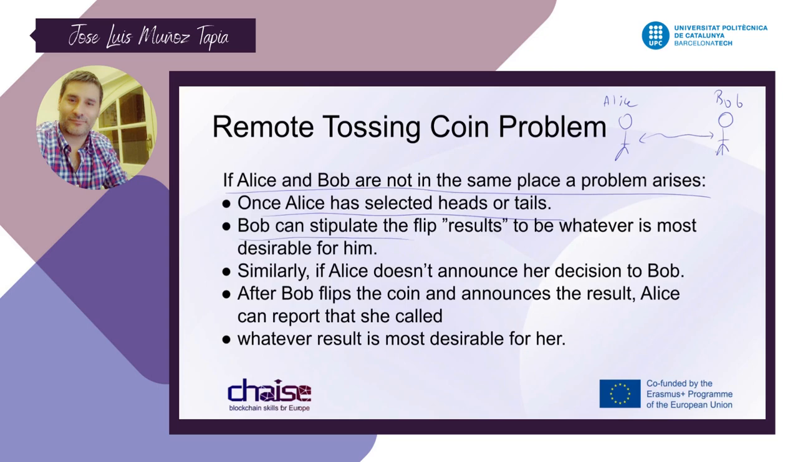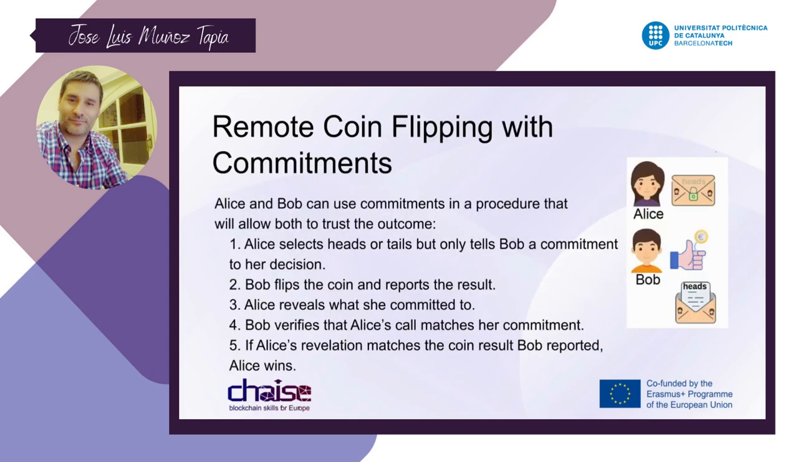This is a problem that can be solved by using a commitment, a commitment scheme. If we use a commitment scheme, then Alice and Bob can use it to solve this, because first Alice selects heads or tails, but only tells a commitment. This is a cryptographic primitive. We have a string of bits, essentially, that is going to be the commitment.